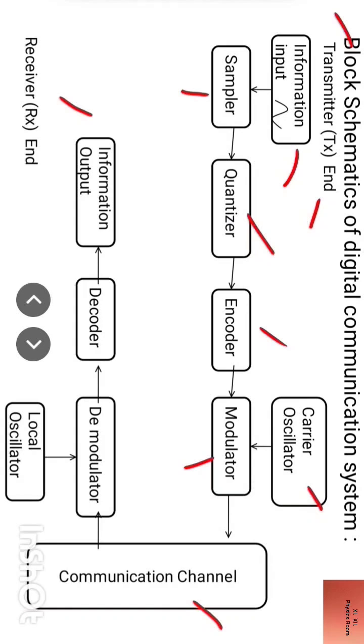Now at the receiving end, these signals are intercepted and are given to demodulator. There is a local oscillator at the receiving end with the help of which we demodulate the coded pulses, and then there is a decoder, and finally we have information output which was generated at the transmitting end. So at the receiving end we have the information in its original form. Okay, so this is the block schematics of digital communication systems.